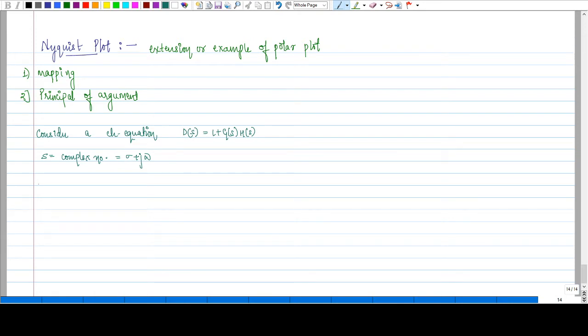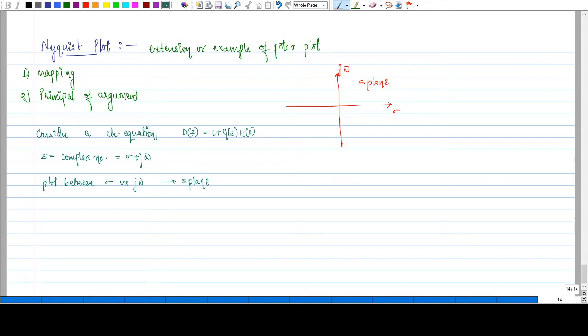The plot between sigma versus J omega is nothing but our S plane. This is the plot between sigma and J omega. So this is nothing but the S plane.